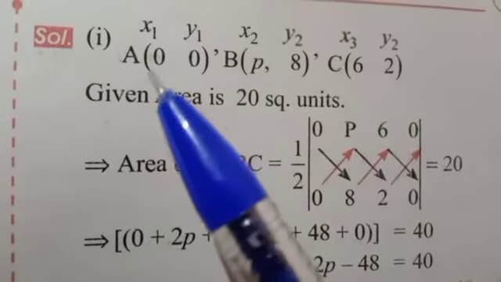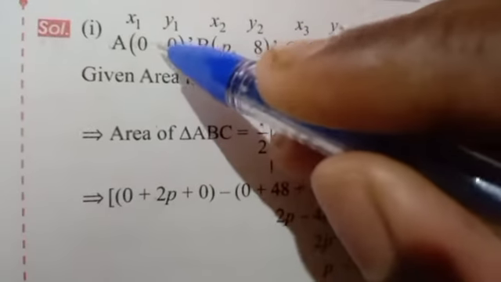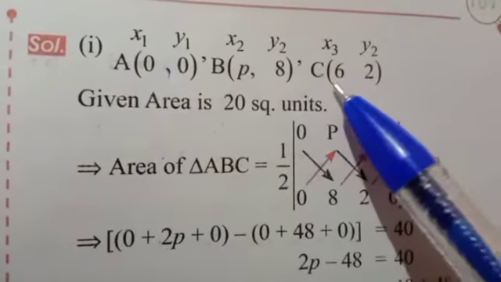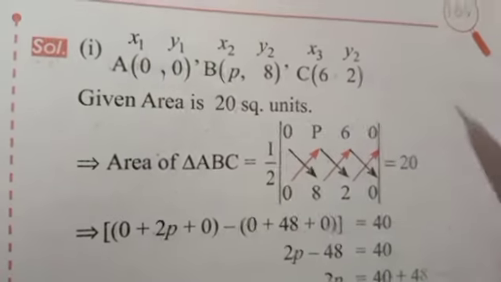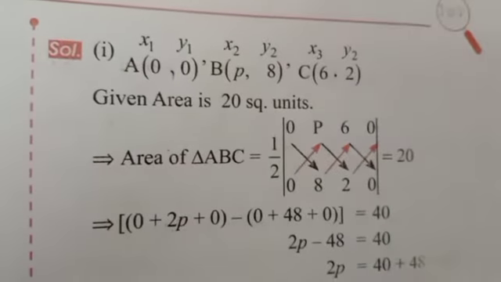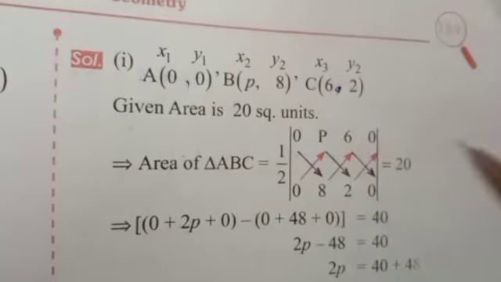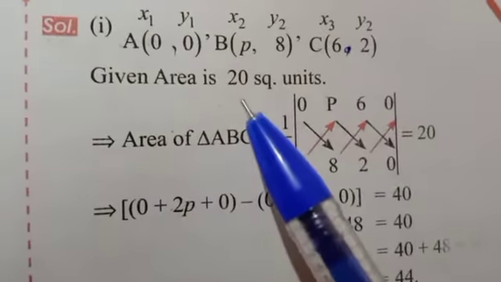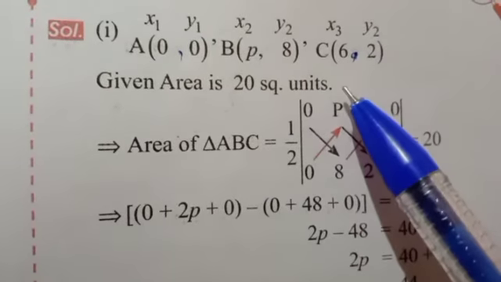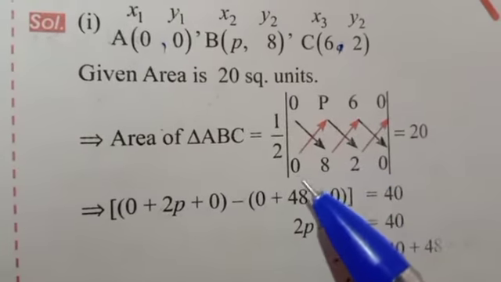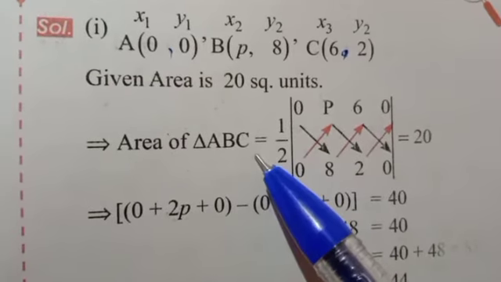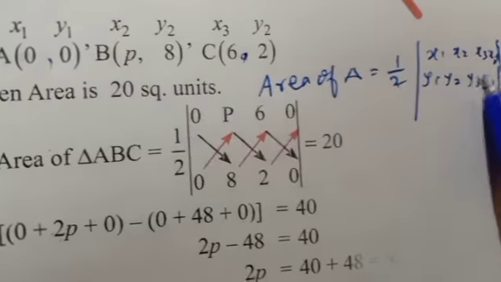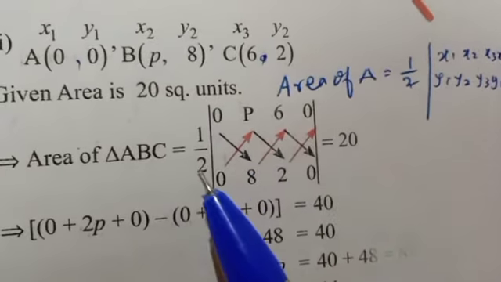Listen students, write the given points: A is 0, 0, B is p, 8, C is 6, 2. You have to use x1, y1, x2, y2, x3, y3. Given area is 20 square units. First you have to write the area of triangle formula, then you have to substitute the given values.